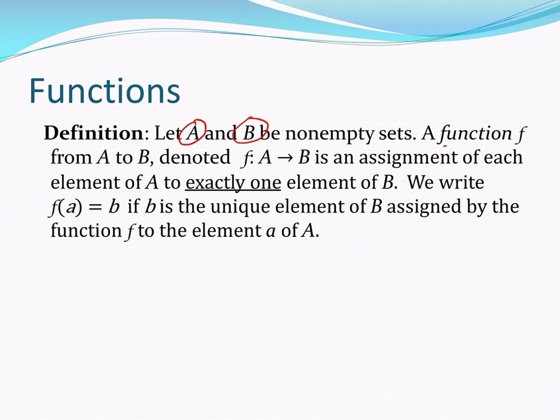We say a function, we'll call it f, from A to B, has this denotation, f colon A arrow B, is an assignment of each element in A to exactly one element of B. And we write the function at a is equal to b, or f(a) = b, when b is that unique element in the set B assigned by the function f to the element a of the set A.